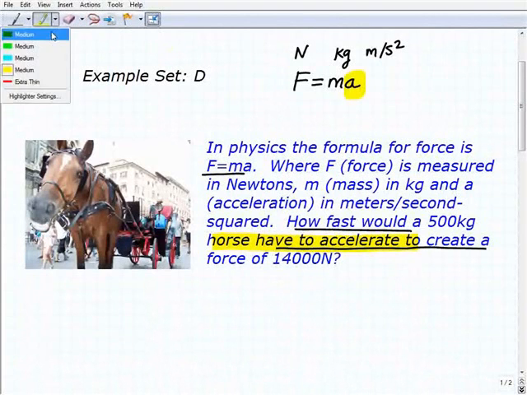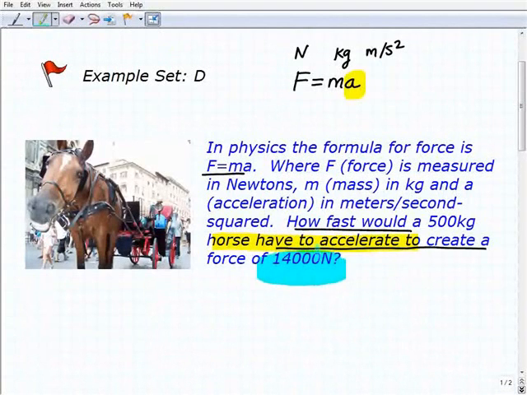Now if you notice, we're given the force. We want to create a force of 14,000 newtons, so we're given that. We're also given that the horse weighs 500 kilograms, so we got the mass. So what we're going to be looking for is acceleration. So we're going to be plugging in these values and solving for A.